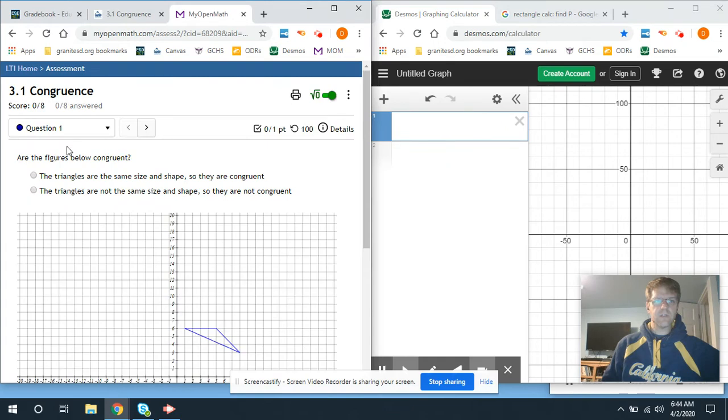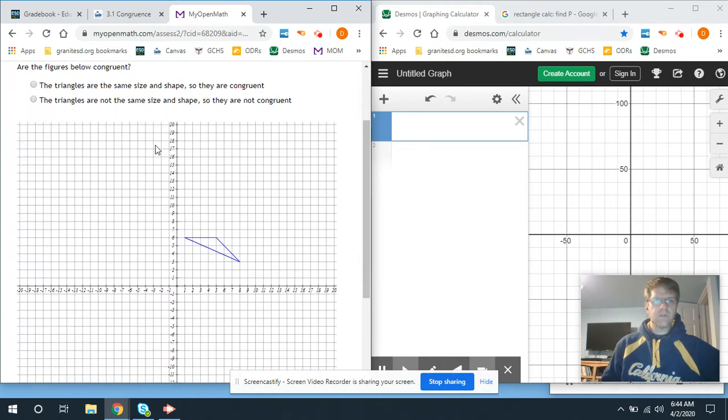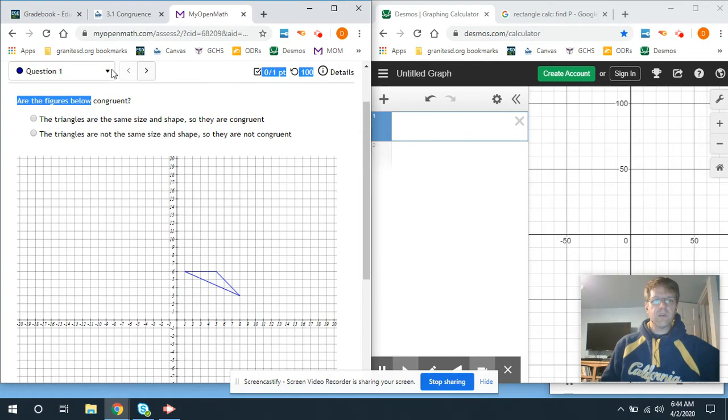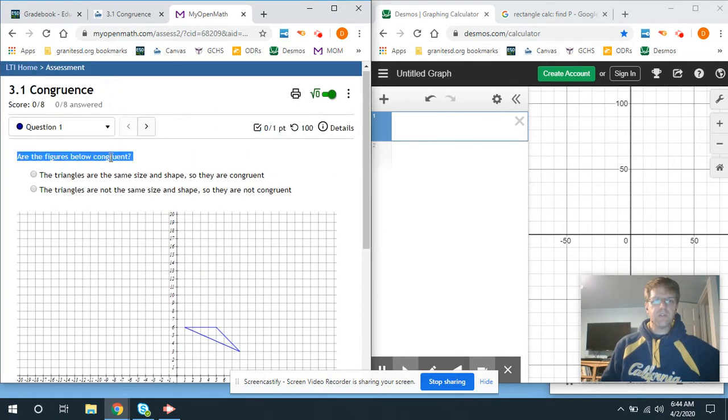Let's start the assessment. So let's talk about the first one. It says, are the figures below congruent? Well, the first thing you need to know is, what does congruent mean? Congruent means the same size and shape.